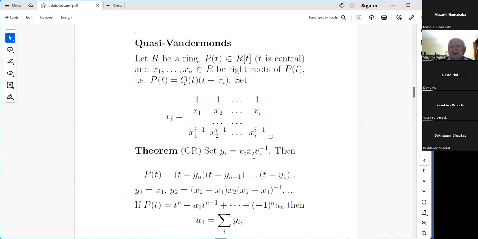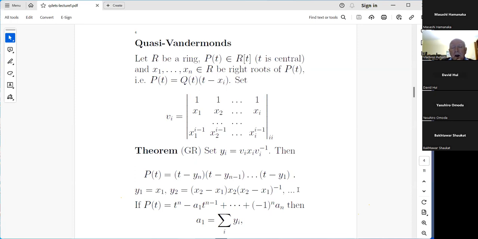So this is xi conjugated by I. And then the theorem, which was actually proved by Gelfand and me, claimed that P of T can be factorized as it is written here. So y1 here is x1, y2 is x2 conjugated by this difference, y3 is conjugated by quasi-Vandermonde for the 3, and so on, so on, so on.